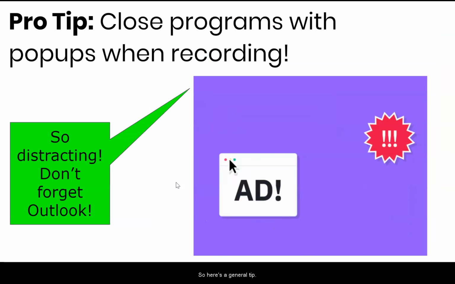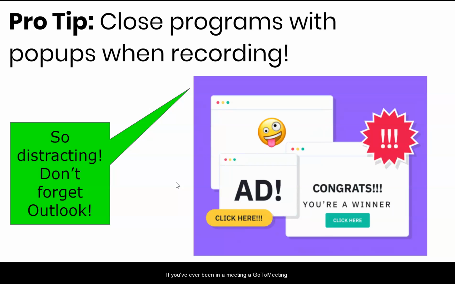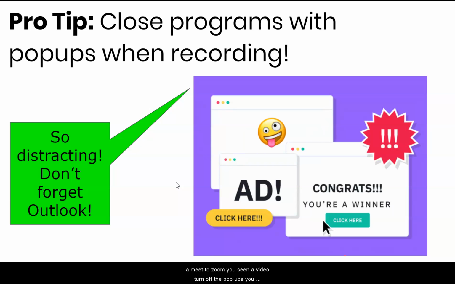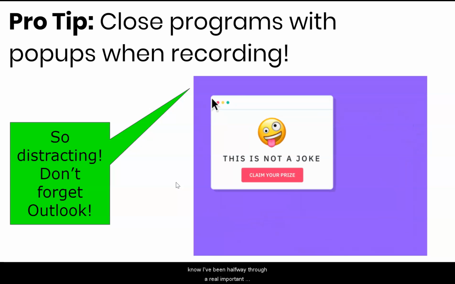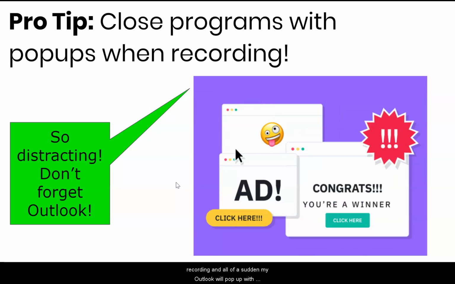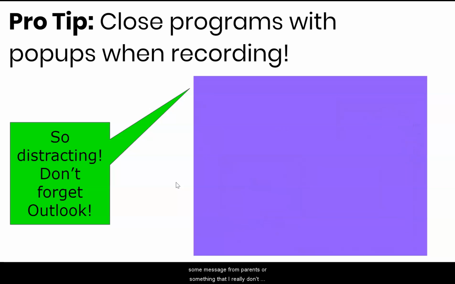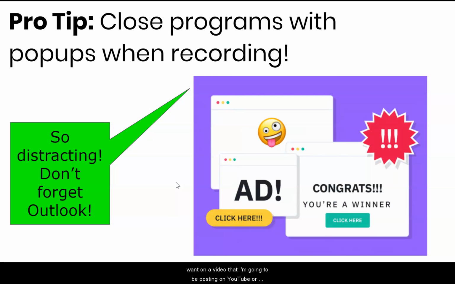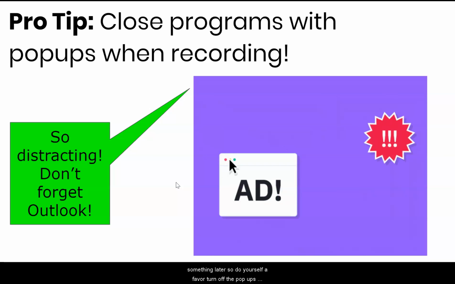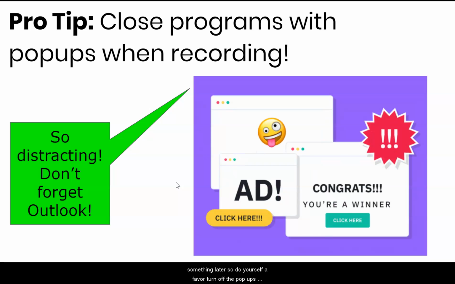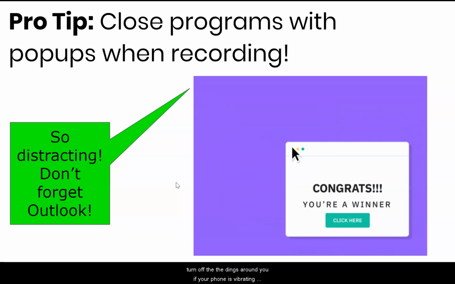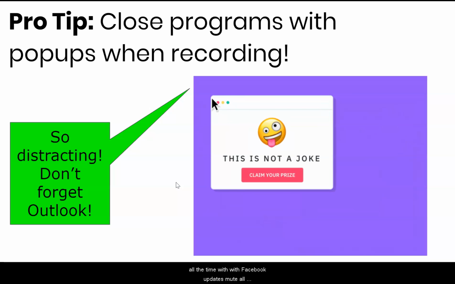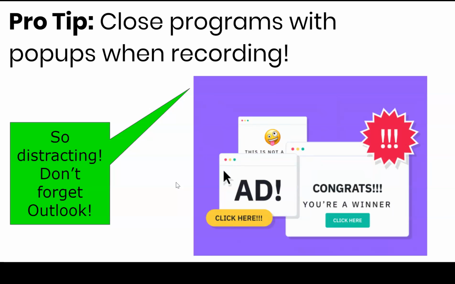So here's a general tip. If you've ever been in a meeting, a GoToMeeting, a Meet, a Zoom, you've seen a video, turn off the pop-ups. I've been halfway through a real important recording and all of a sudden my Outlook will pop up with some message from a parent or something that I really don't want on a video that I'm going to be posting on YouTube or something later. So do yourself a favor, turn off the pop-ups. Turn off the dings around you if your phone is vibrating all the time with Facebook updates. Mute all that stuff for when you're recording.